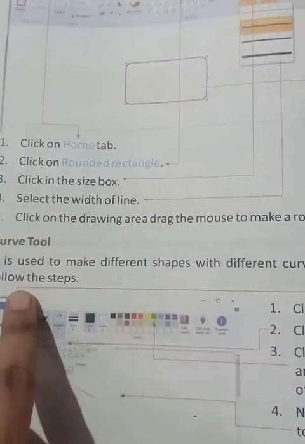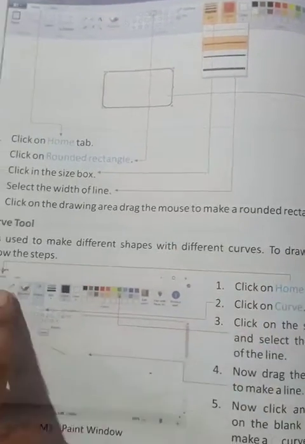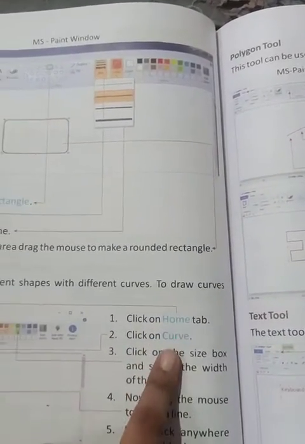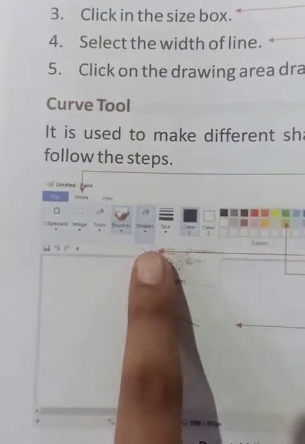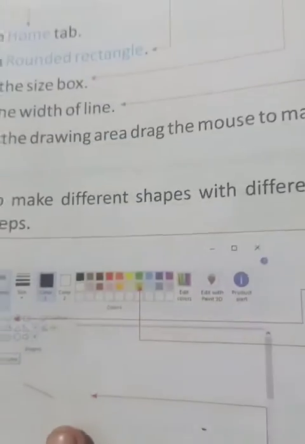Then come to the curve tool. This is used to make different shapes with different curves. How will we draw with the curve tool? Same as we draw a rounded rectangle. We will go to the home tab, then click on curve. This is the curve diagram, very clearly shown. Then we will click here, drag the mouse, and ultimately the curve will be drawn.